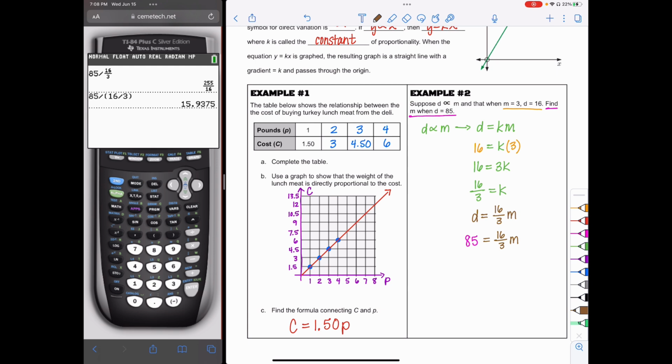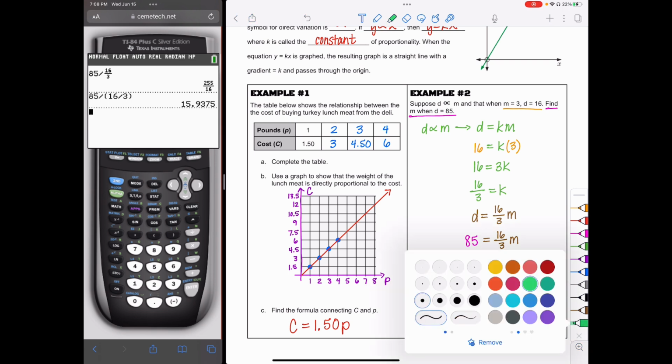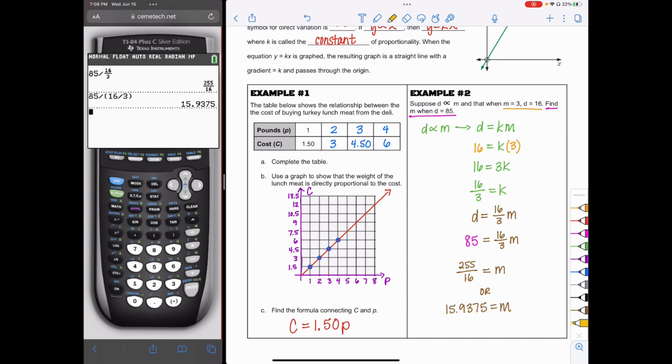So I would say here that I would have 255 over 16 is equal to M, or you could say 15.9375 is equal to M. And normally when we write decimals, we write it in terms of 3 significant figures. However, because that number truncates or cuts itself off in a nice manner, I'm going to leave it as is and leave it in its raw state. So either or would have been your answer here.